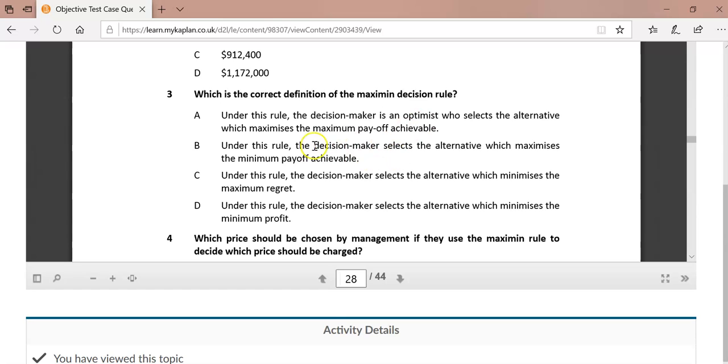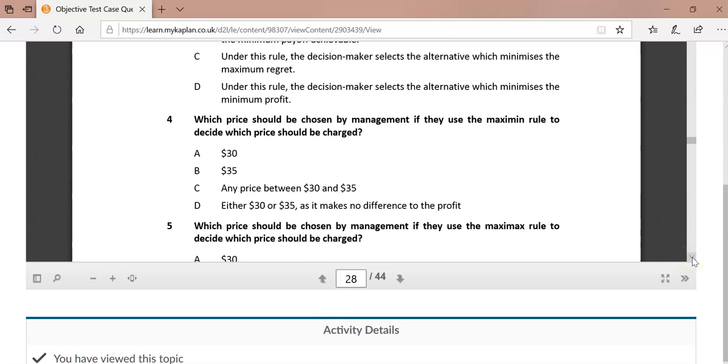So under this rule, fundamentally, we're looking at B: the decision maker selects the alternative which maximizes the minimum payoff achievable. So we're looking at what's the minimum payoff achievable and picking that option. A is the Maximax, and C is the maximum regret rule, the third one. And there's nothing like D. That does not exist.